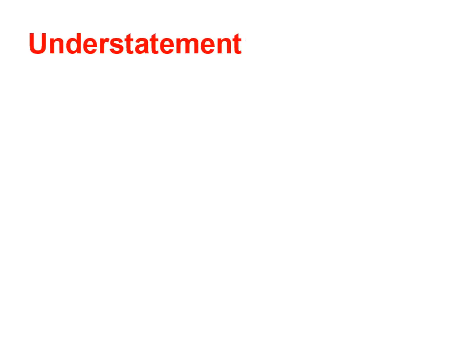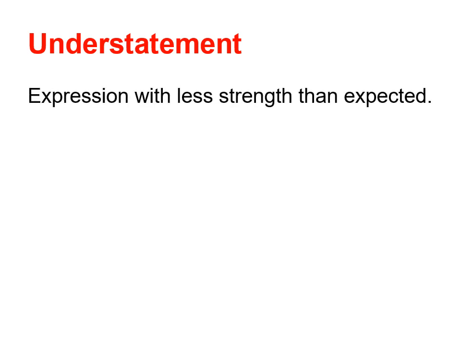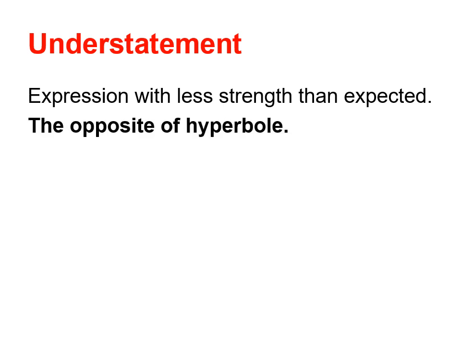Next on your literary device is understatement. And again, it's always important to look at clues in the word. So here your big clue is under, right? So instead of hyper, this literary device is more under. And let me elaborate. It's an expression with less strength than expected. It actually is the opposite of hyperbole. Okay, so instead of exaggerating, you are understating something.